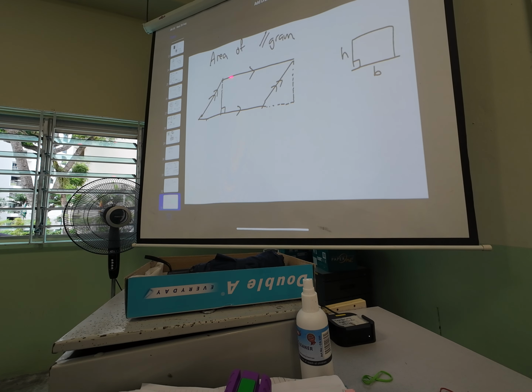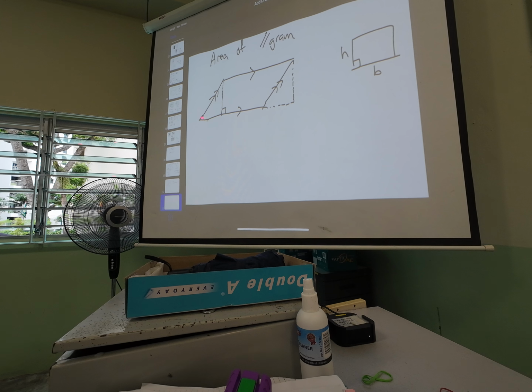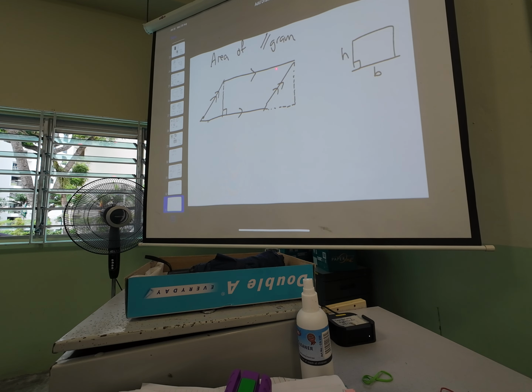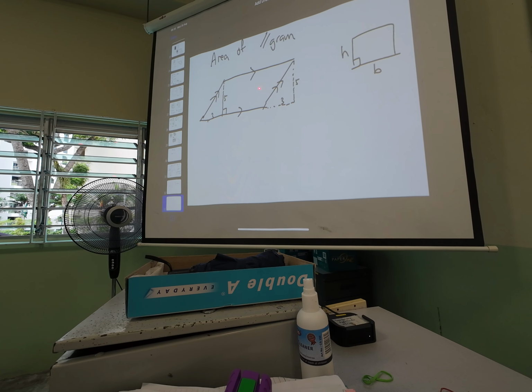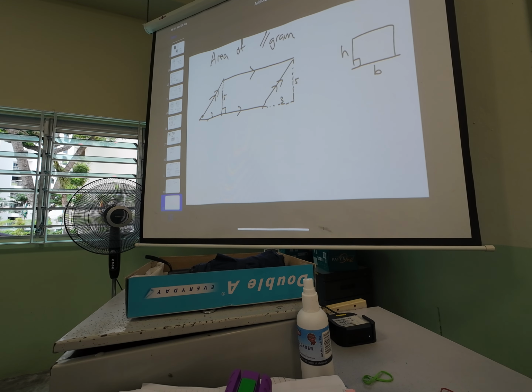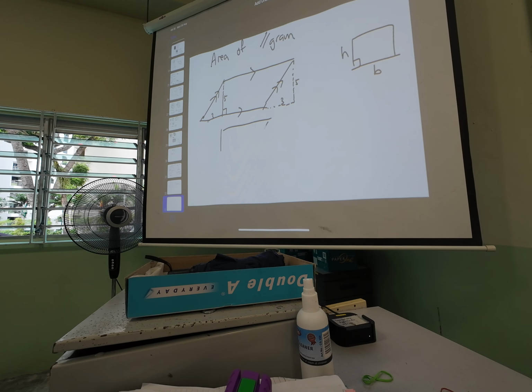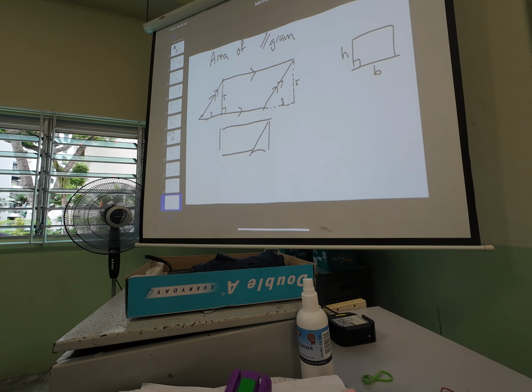Because they are parallel, this length is the same as this length. If I cut here, it is the same as this length. If it is 3, here will be 3 also. This length, if it is 5, it is the same also. Okay? So this is a property of a parallelogram. So if I remove this triangle that I cut, I can actually put that triangle nicely into here.